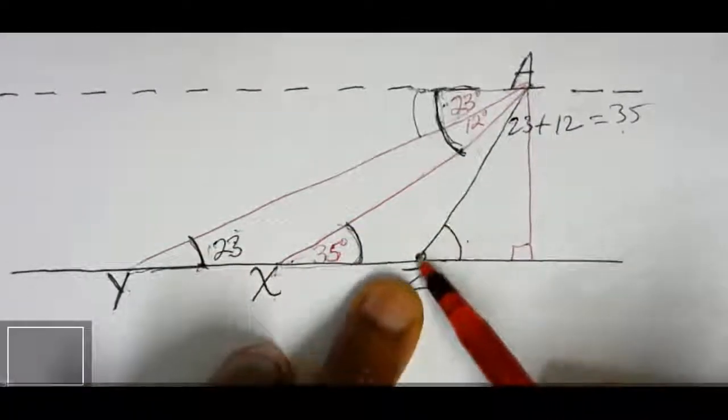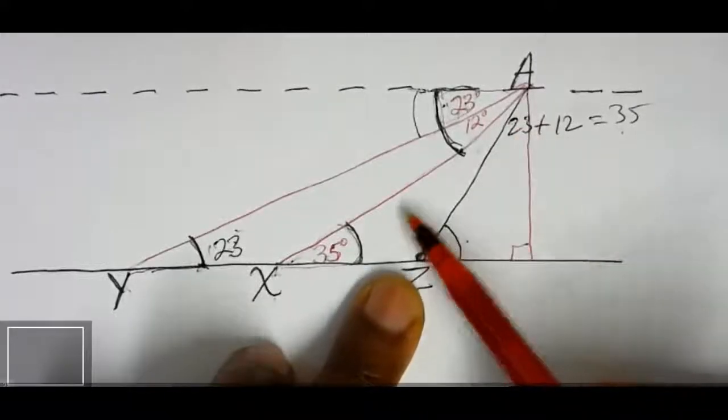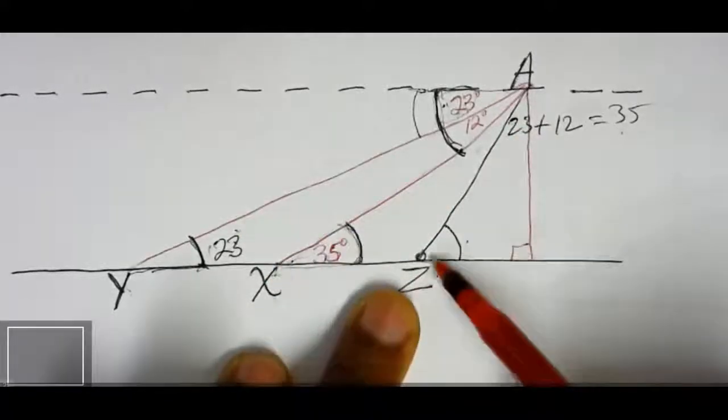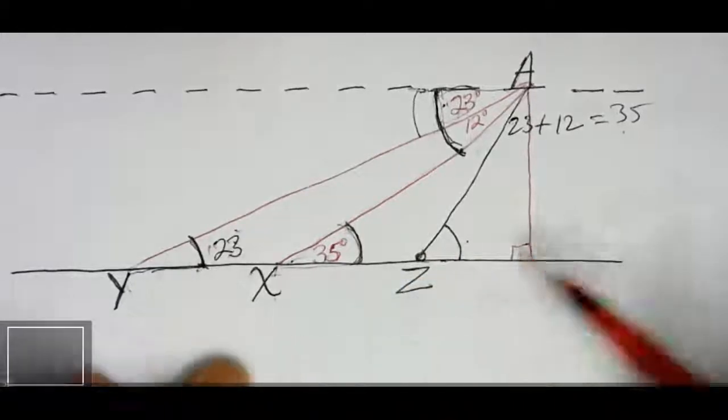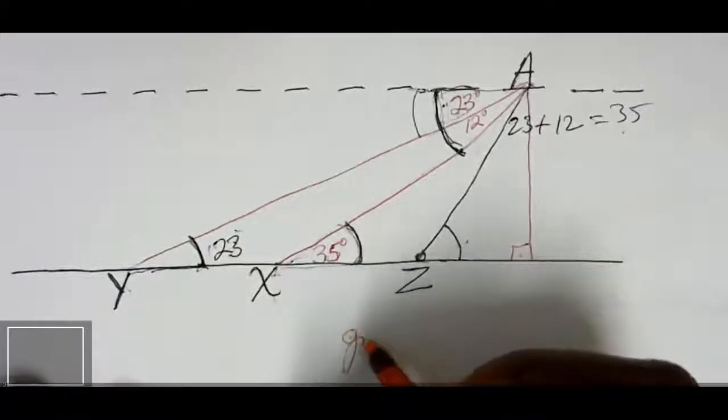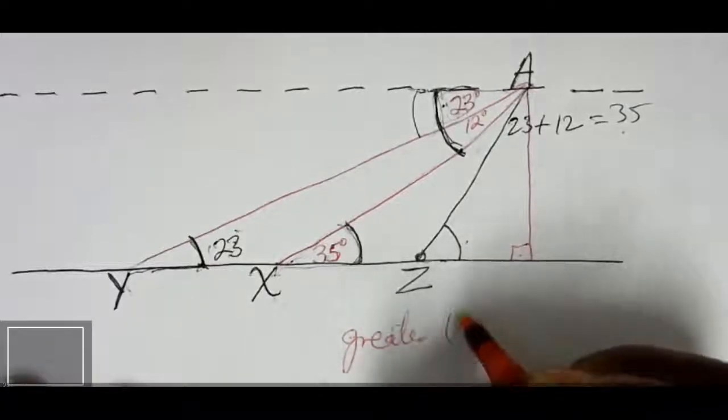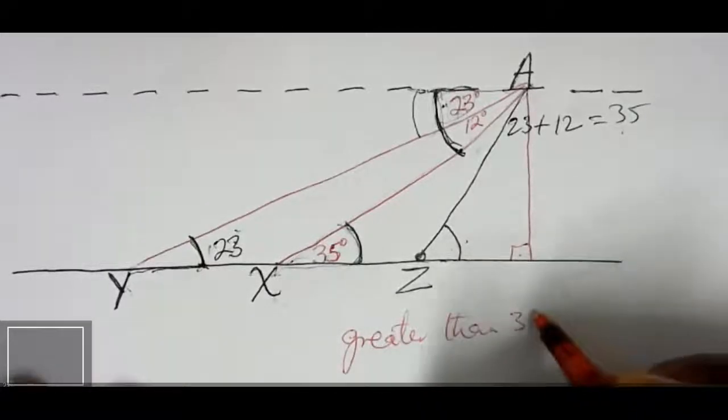So this line is going to be shorter than this one and this one, so the angle is going to be bigger because it's going to get closer and closer to 90 degrees. So it's going to be greater than 35.